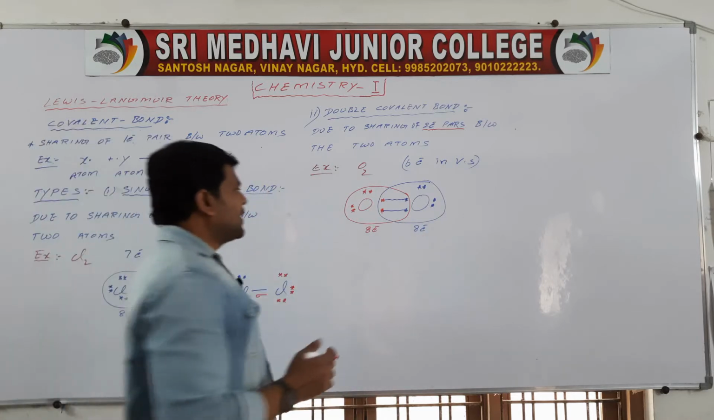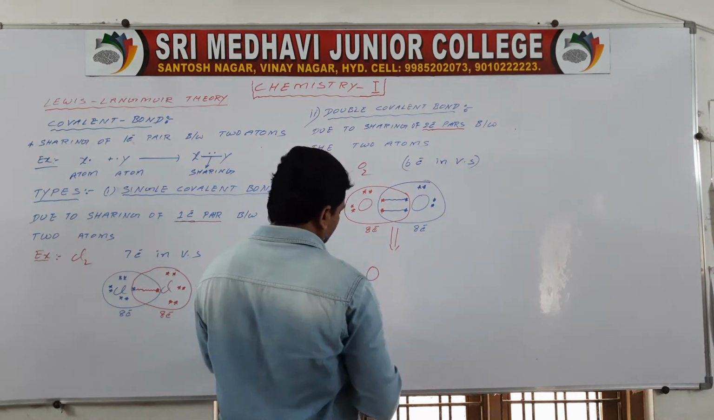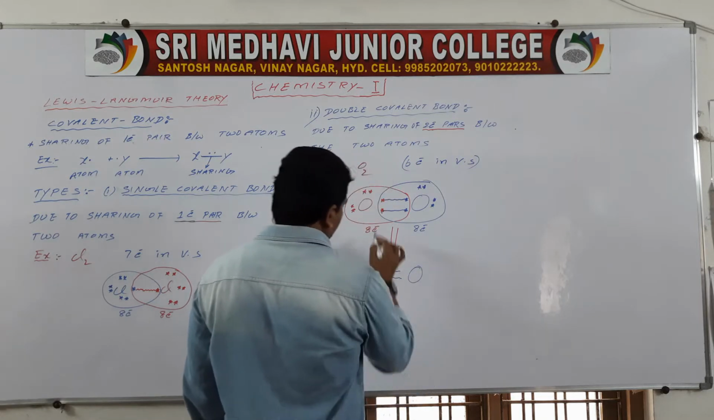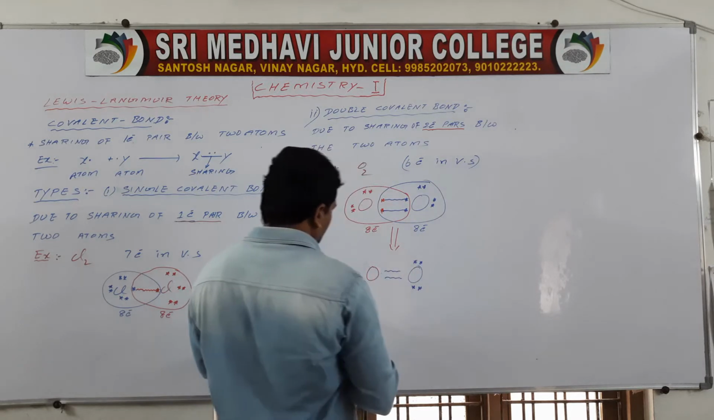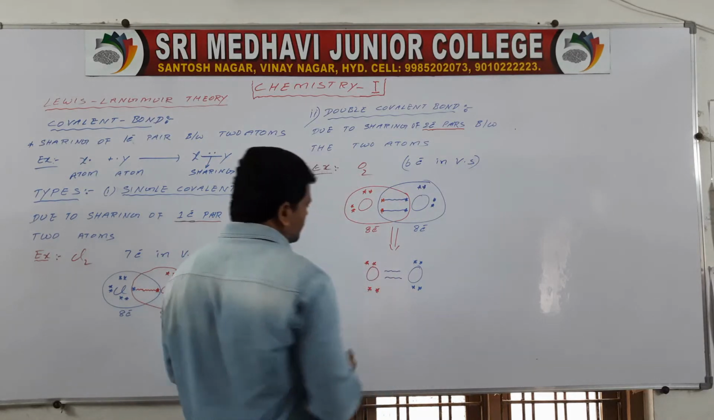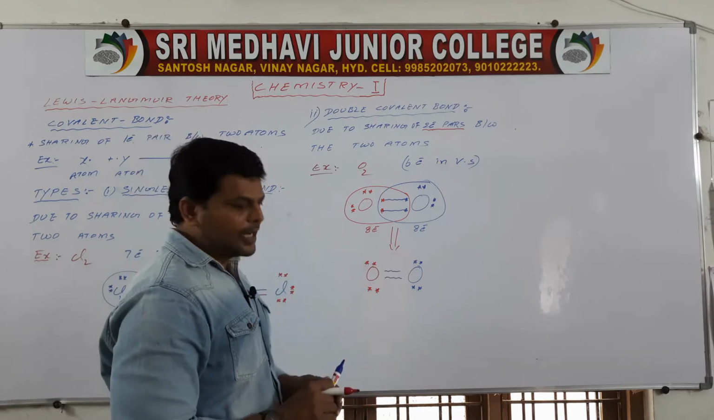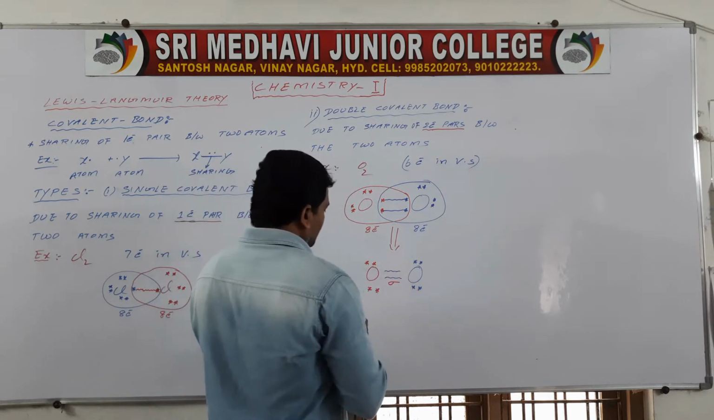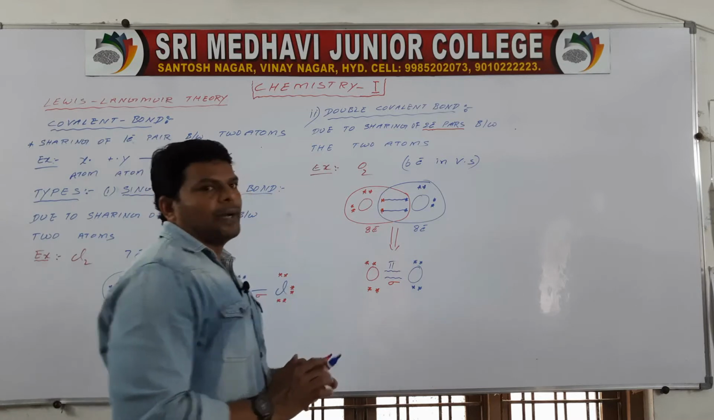Okay, it may be represented as oxygen double bond oxygen, with 1 2 lone pairs on each. So these are unshared electrons, and these are shared electrons. If a double bond is formed, one is a sigma and another one is a pi.